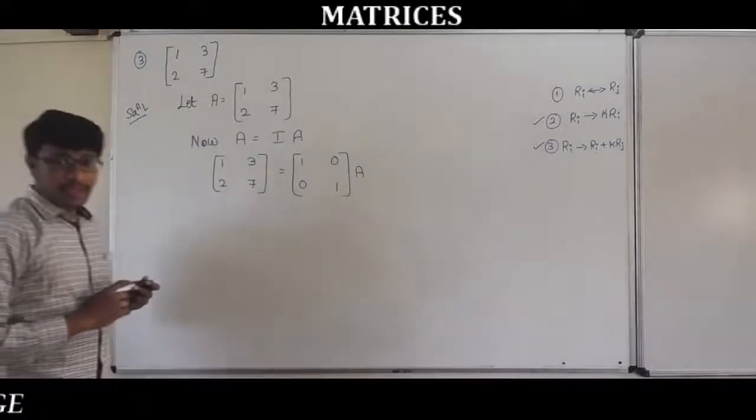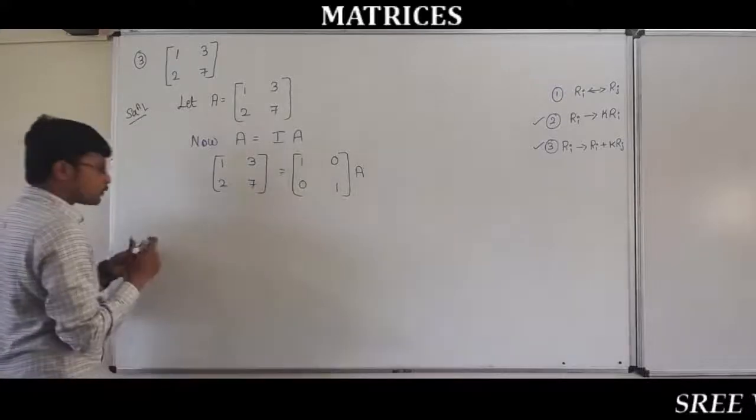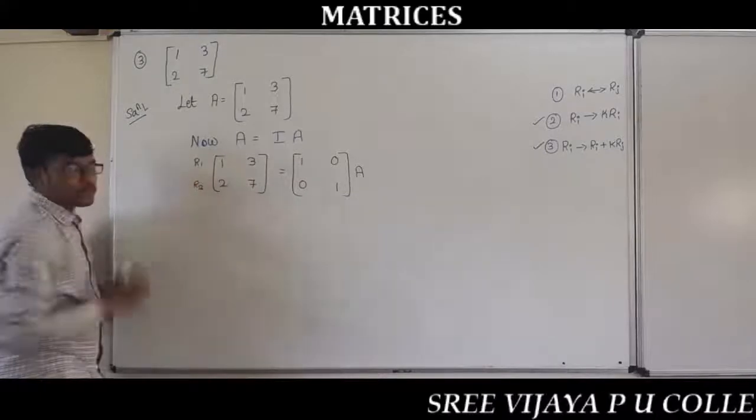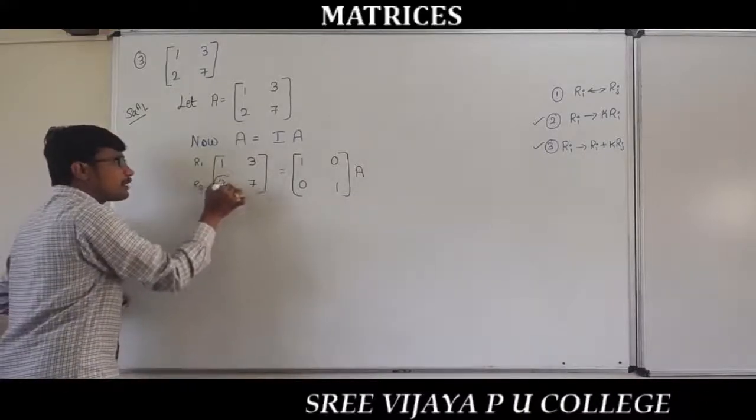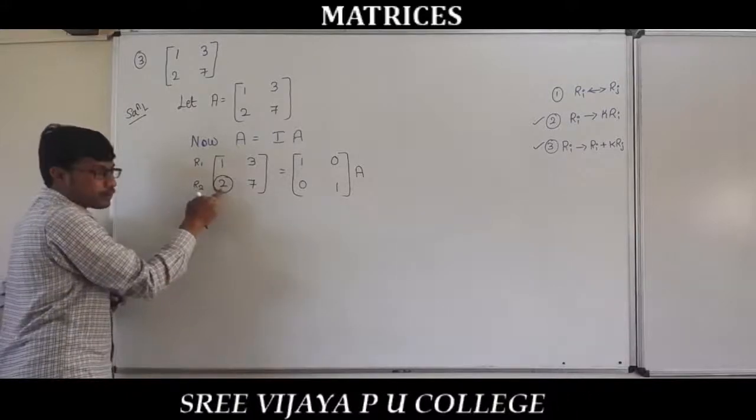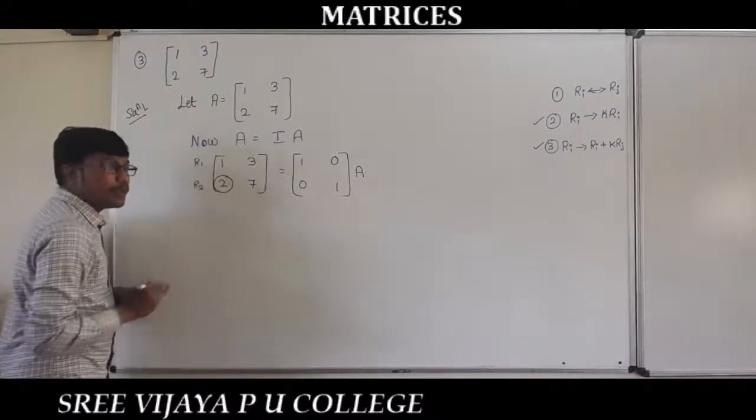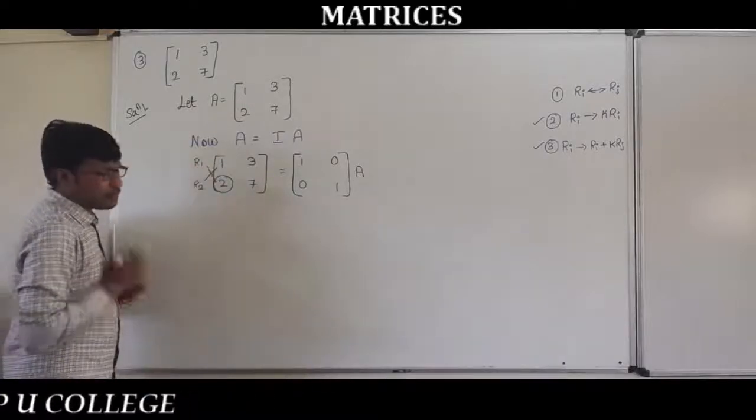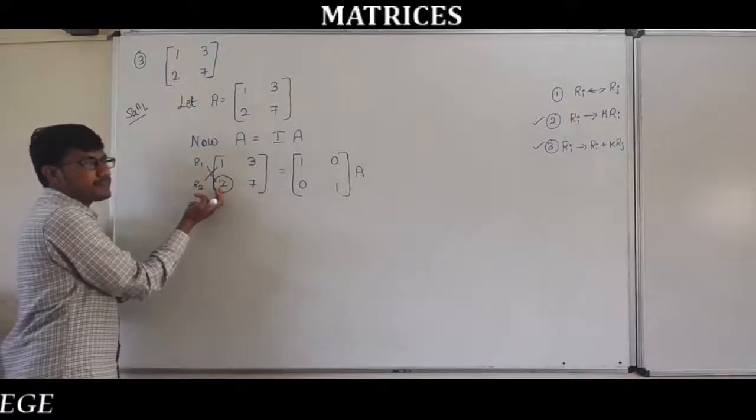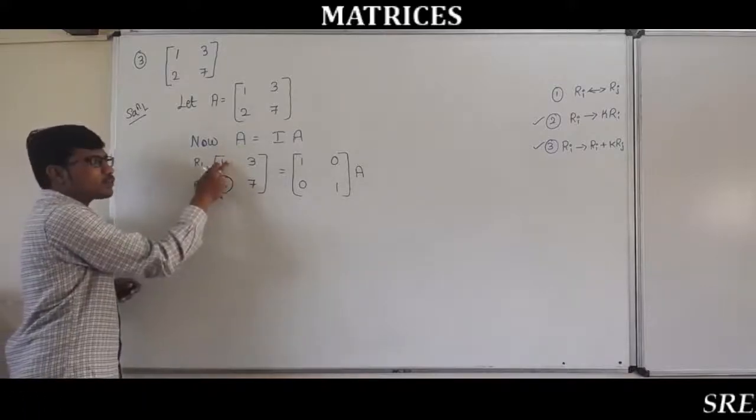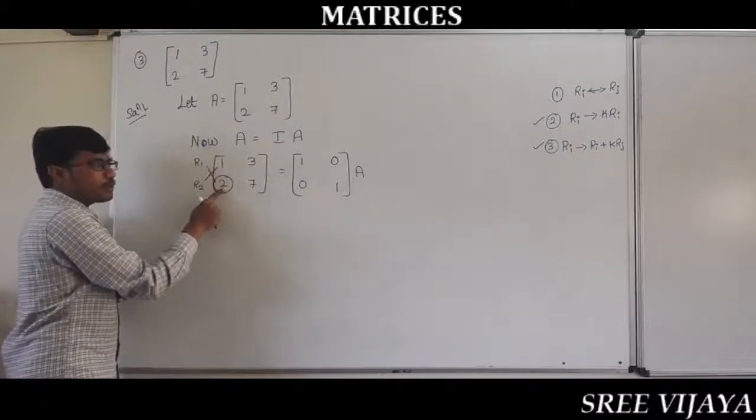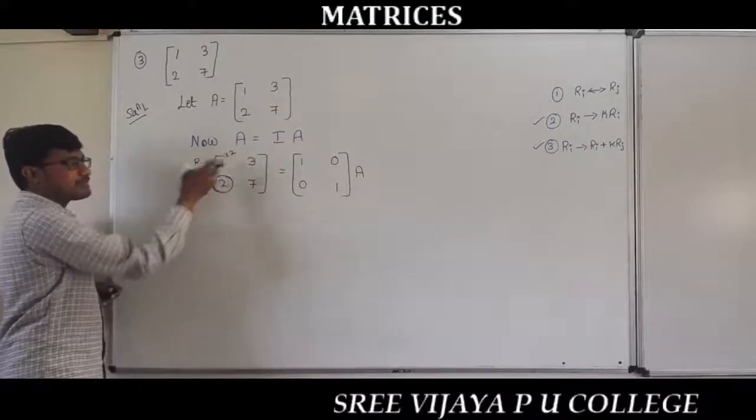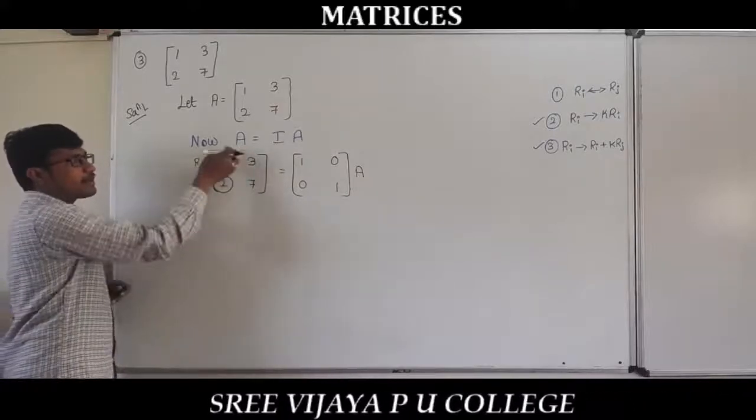Now you can apply an elementary operation. Which one? As I explained in the previous class, this is R1 and R2. First of all, to make the first element of R2 zero, we can apply the elementary operation using these two rows. To make it zero, you should subtract. Since the first element of R1 is 1, you multiply R1 by 2, so that it is the same as the first element of R2, which is 2.